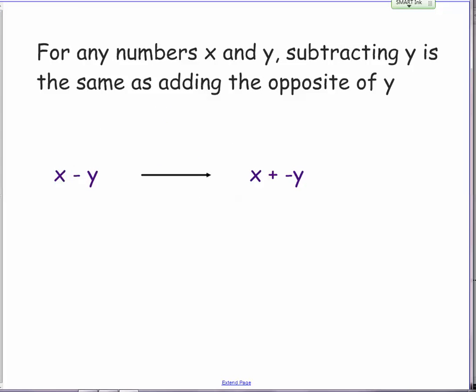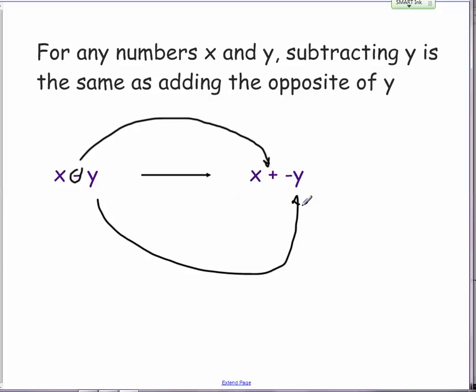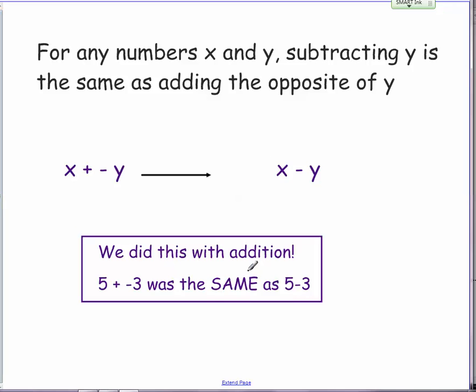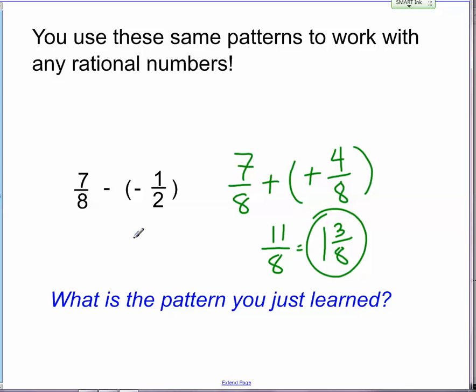I change this subtraction to addition, and I change y to the opposite of y. And now I have an addition problem that has the same answer. X minus y is the same answer as x plus a negative y. Okay, and we did this with addition. You guys discovered, whoa, 5 plus a negative 3 is really the same thing as 5 minus 3. And it is. All right, then you tried some with rational numbers.